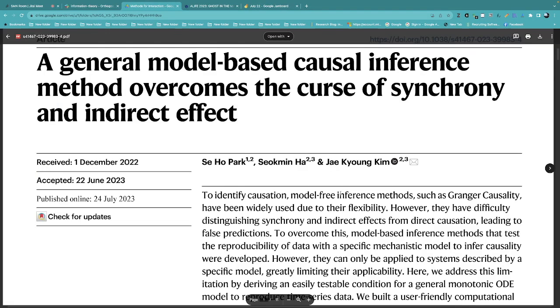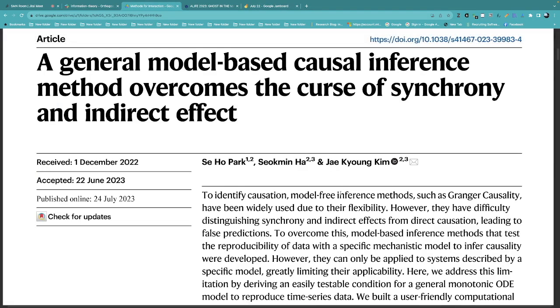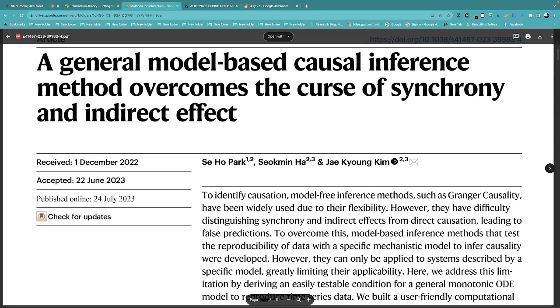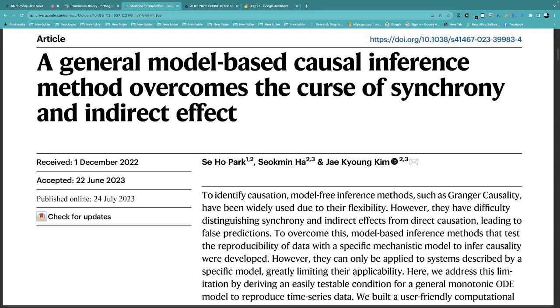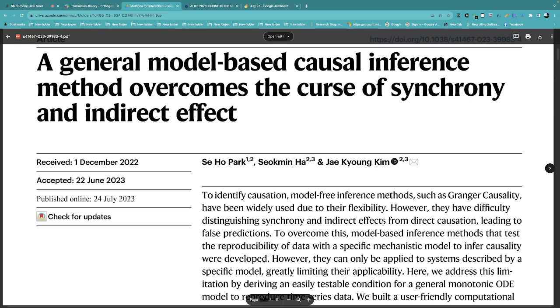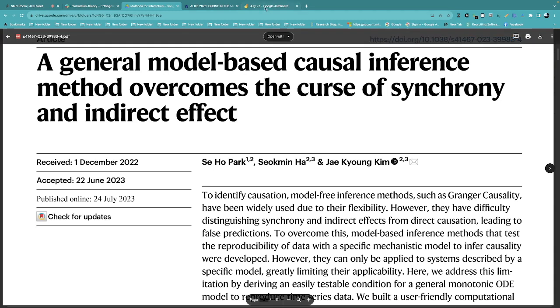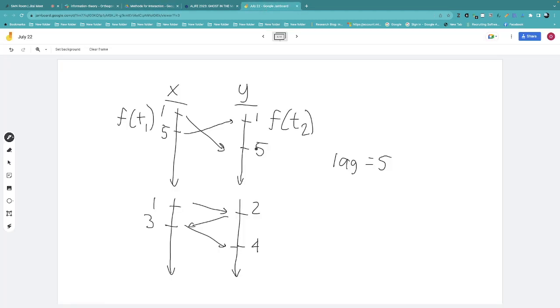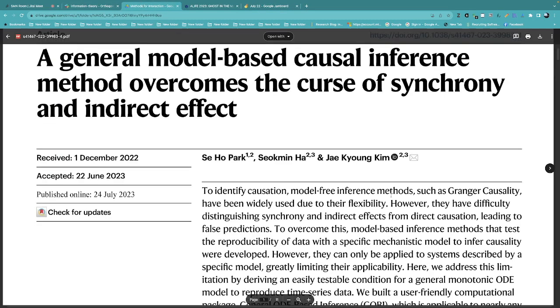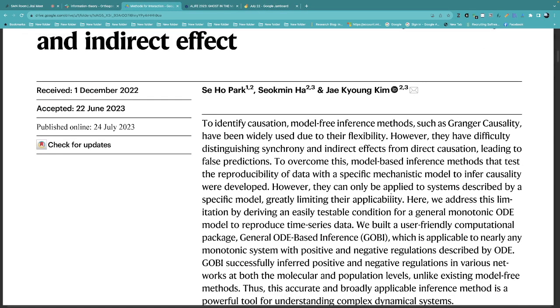So that's Granger causality. It's a flexible model, and it does give you some information about temporal lag and the effects of things. So you're not just looking at a correlation. You're looking at the effects of time on two time series. However, they have difficulty distinguishing synchrony and indirect effects from direct causation. So you can have indirect effects get introduced there. You have issues of synchrony. For example, if your time series aren't synchronized, that can screw up your analysis. This is a common criticism of Granger causality.